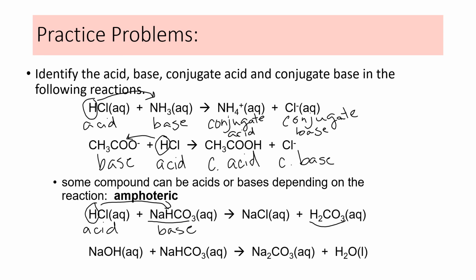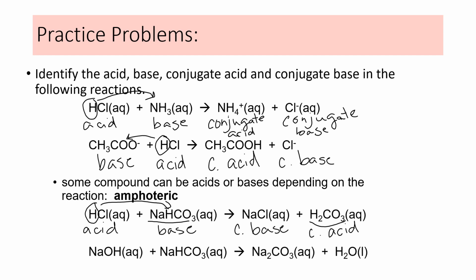Okay, and you might recognize hydrochloric acid, that is an acid. So when you put sodium hydrogen carbonate with an acid, it will be a base. And so the carbonic acid over here, that's what our base turned into. So this is going to be our conjugate acid. And this piece is going to be our conjugate base because the acid turned into there.